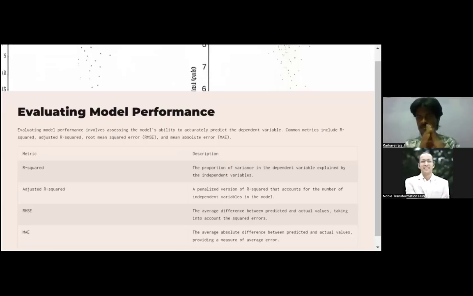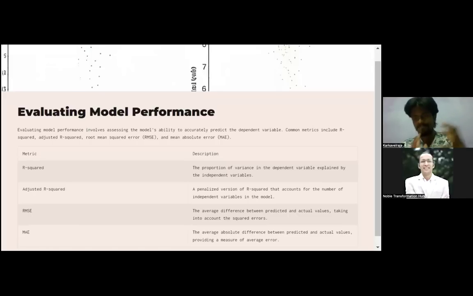To put it in a simple manner, these metrics are used to find the difference between the predicted and actual values. The predicted value is the value predicted by our model. The actual value is the value present in the dataset itself. We just need to find the difference between the actual result and the model's predicted result. For that we have different metrics: R squared, adjusted R squared, RMSE, and MAE.